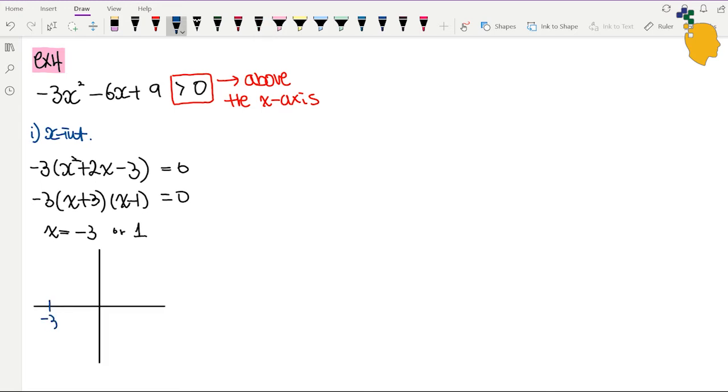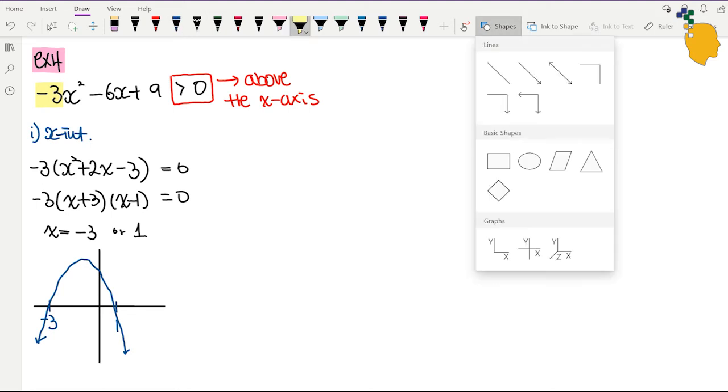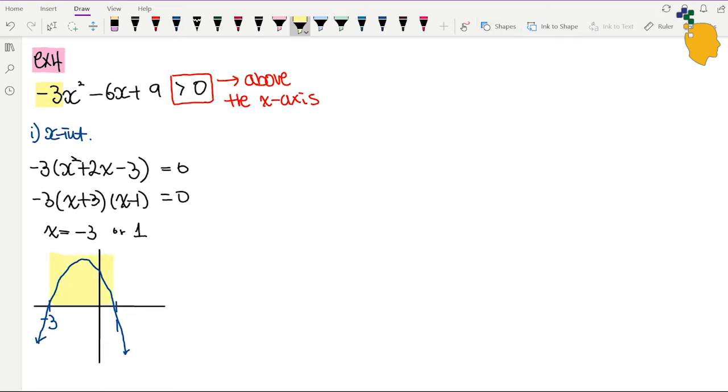And since your a value, which is your coefficient of x squared, is negative, it's going to be a sad face. So put down your x-intercepts and sad face. Then again, it's greater than 0, so look at the region that's above the x-axis, which is when y is positive. And as you can see, your x value is in between negative 3 and 1, not including negative 3 or 1. So your answer will be x is in between negative 3 and 1.